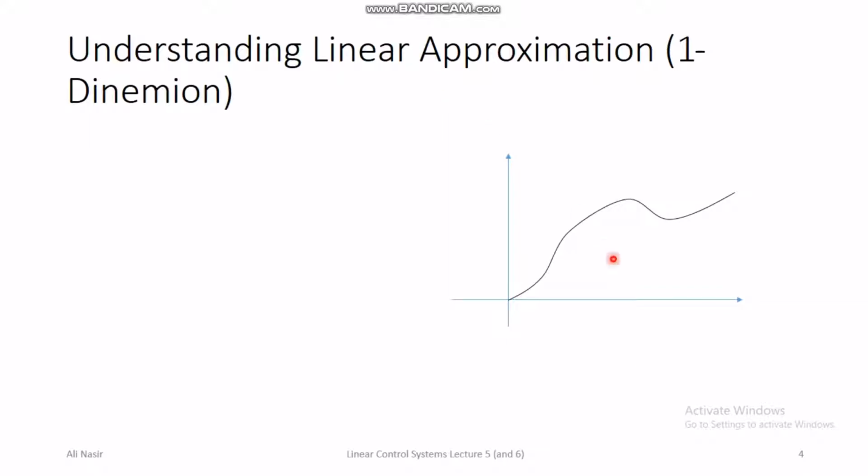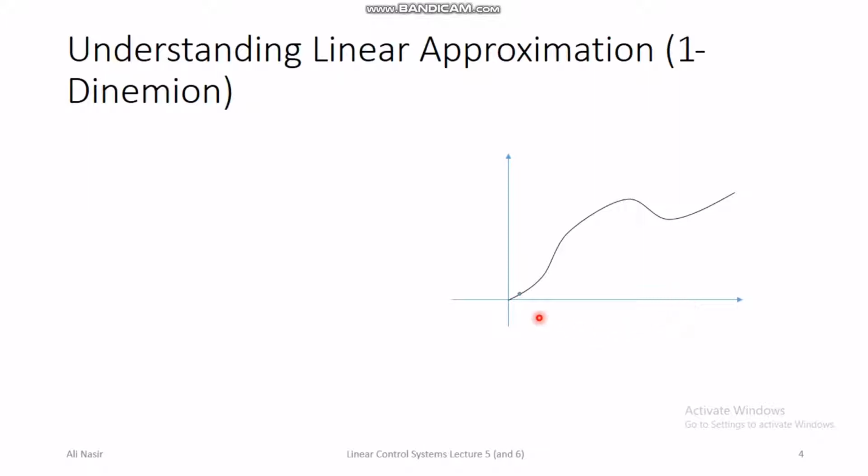Let us suppose we have a nonlinear function of, let's say, x. This is a nonlinear function. It is nonlinear because it is not a straight line, and also because if x is the input of a system and f of x is the output of the system, then this input-output relation will not follow the superposition principle. That is why it's not linear.